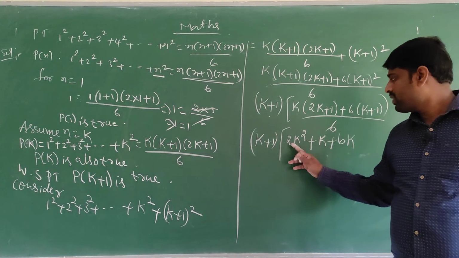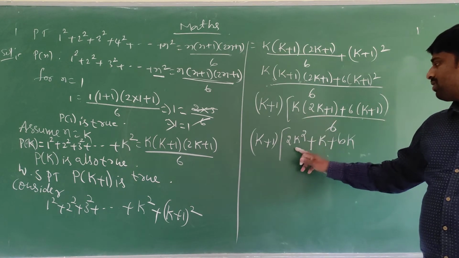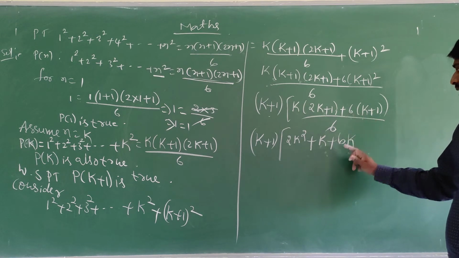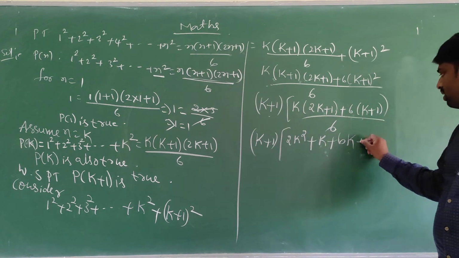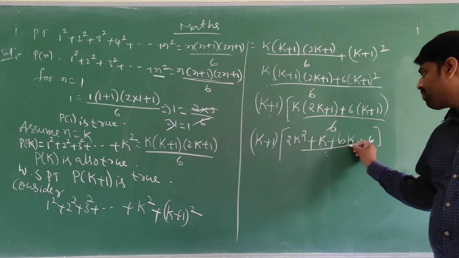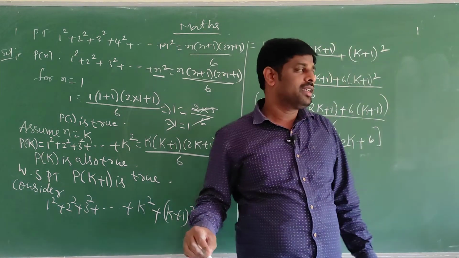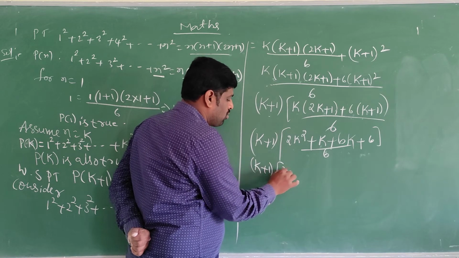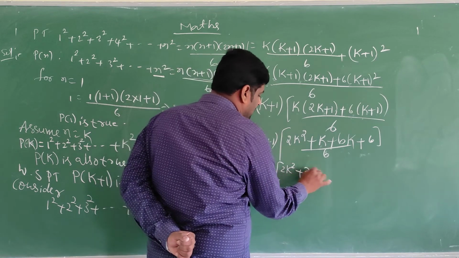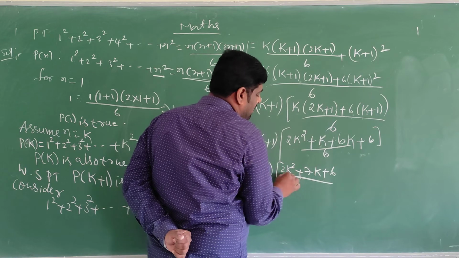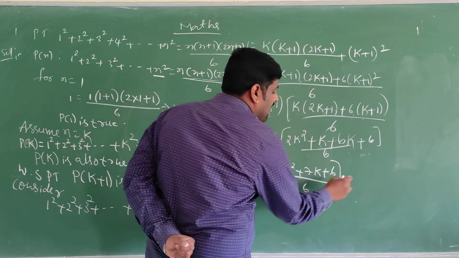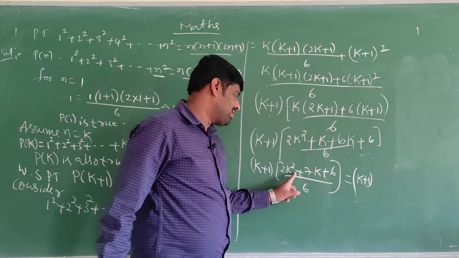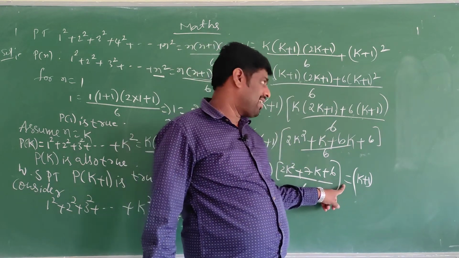6 into 1 is 6, divided by 6. That is k plus 1 into 2k square plus 7k plus 6 divided by 6. This can be written as k plus 1 as it is, and again 2k square plus 7k plus 6 you should factorize.